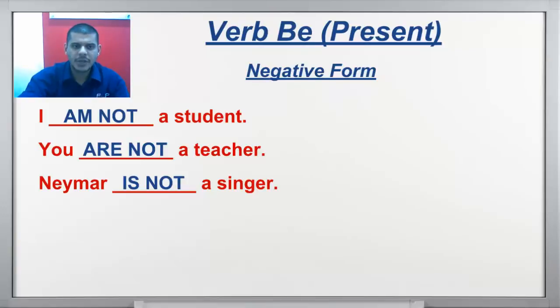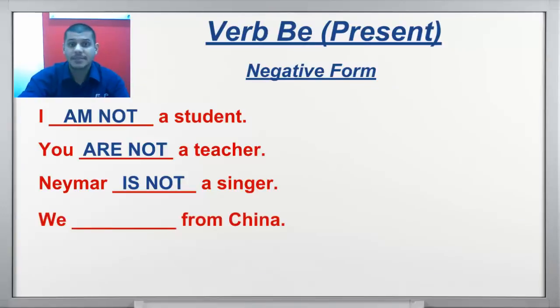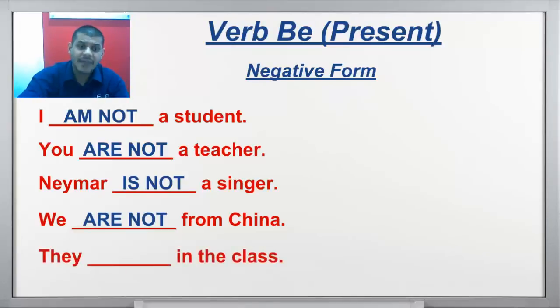And let's continue. Here I have we are from China. We, in the affirmative, we are. In the negative, we are not, or we aren't from China, okay? And finally, they are in the class. So, they, in the affirmative, they are. In the negative, they aren't. You see, they are not or they aren't in the class. Okay? And for the negative form, I also have a table for you.